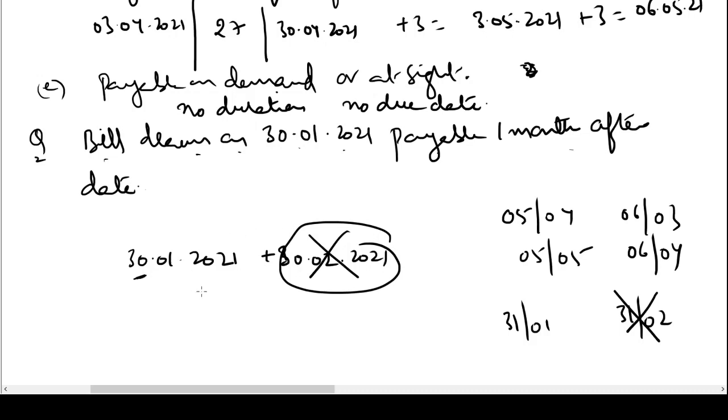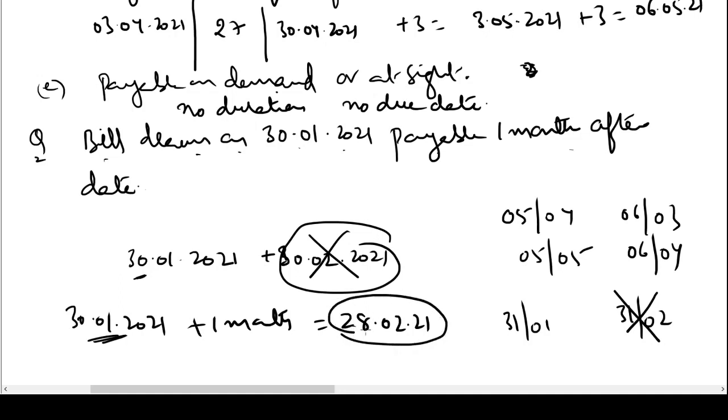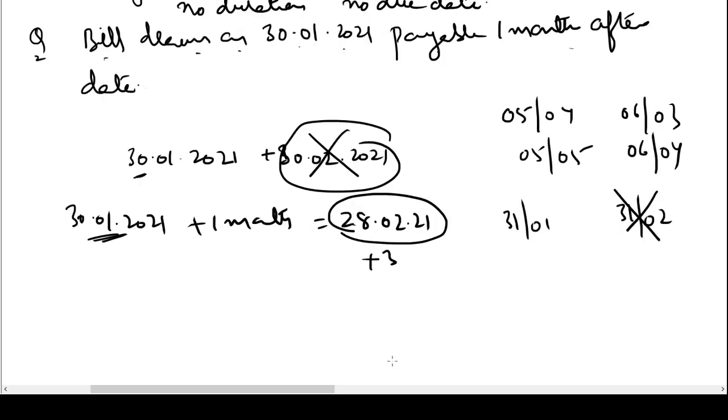In such a case, what the rule is, like on 30th January 21, we are saying 1 month duration. But the next month does not contain this date. 30th February is not there in February month. So what we should do is, we have to assume that on 28th February 21, the duration is complete. That means on 28th February 21, the month is over, the duration is over, plus 3 days of grace. So if you give 3 days of grace, it will be 3rd of March 21. So that will be the due date of the bill.